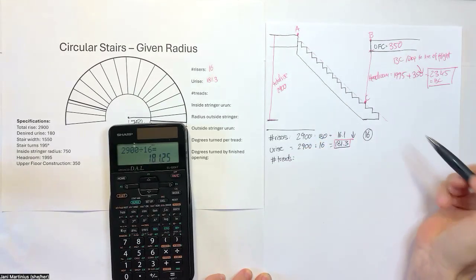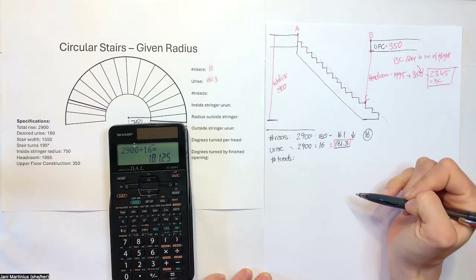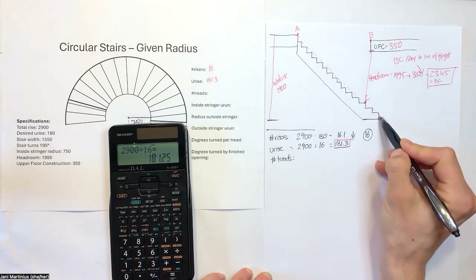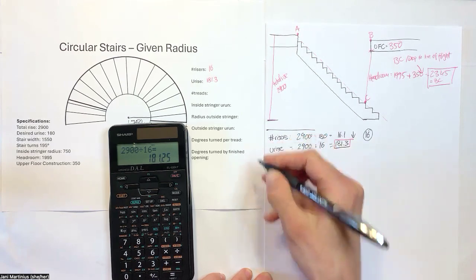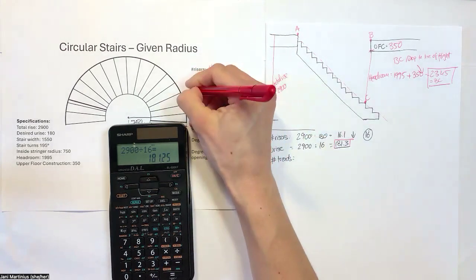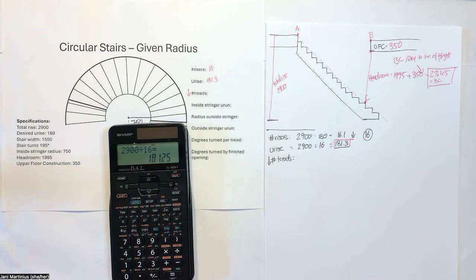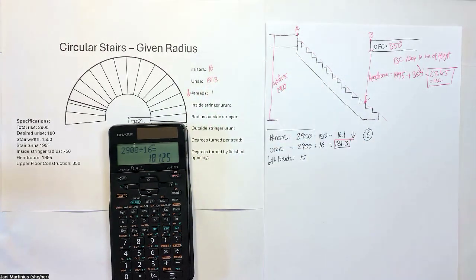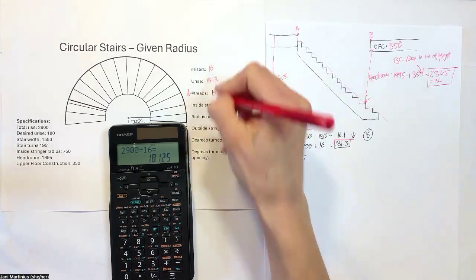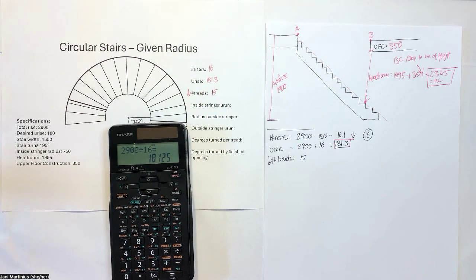If we have 16 risers, we will always have one less tread than riser, because the stair starts with a riser and it ends with a riser. So I always mark myself an arrow down just to remember. So that's going to be 15 treads. Okie dokie.